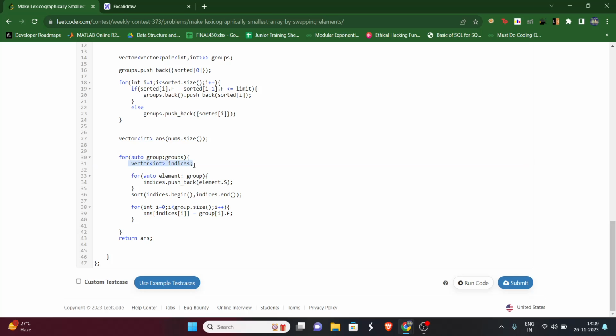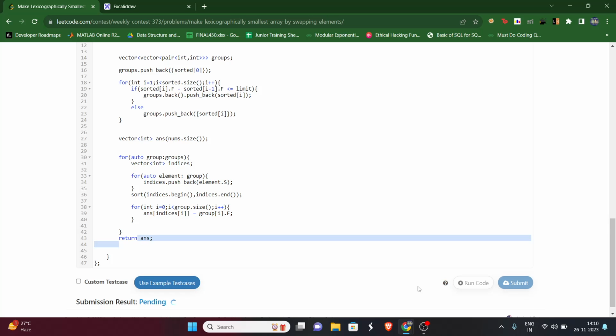Now for each group we are collecting all the indices in this indices vector, then we are sorting this, and we are picking the elements from this group and assigning them on the indices, and finally returning the answer. Okay, it's an AC solution.